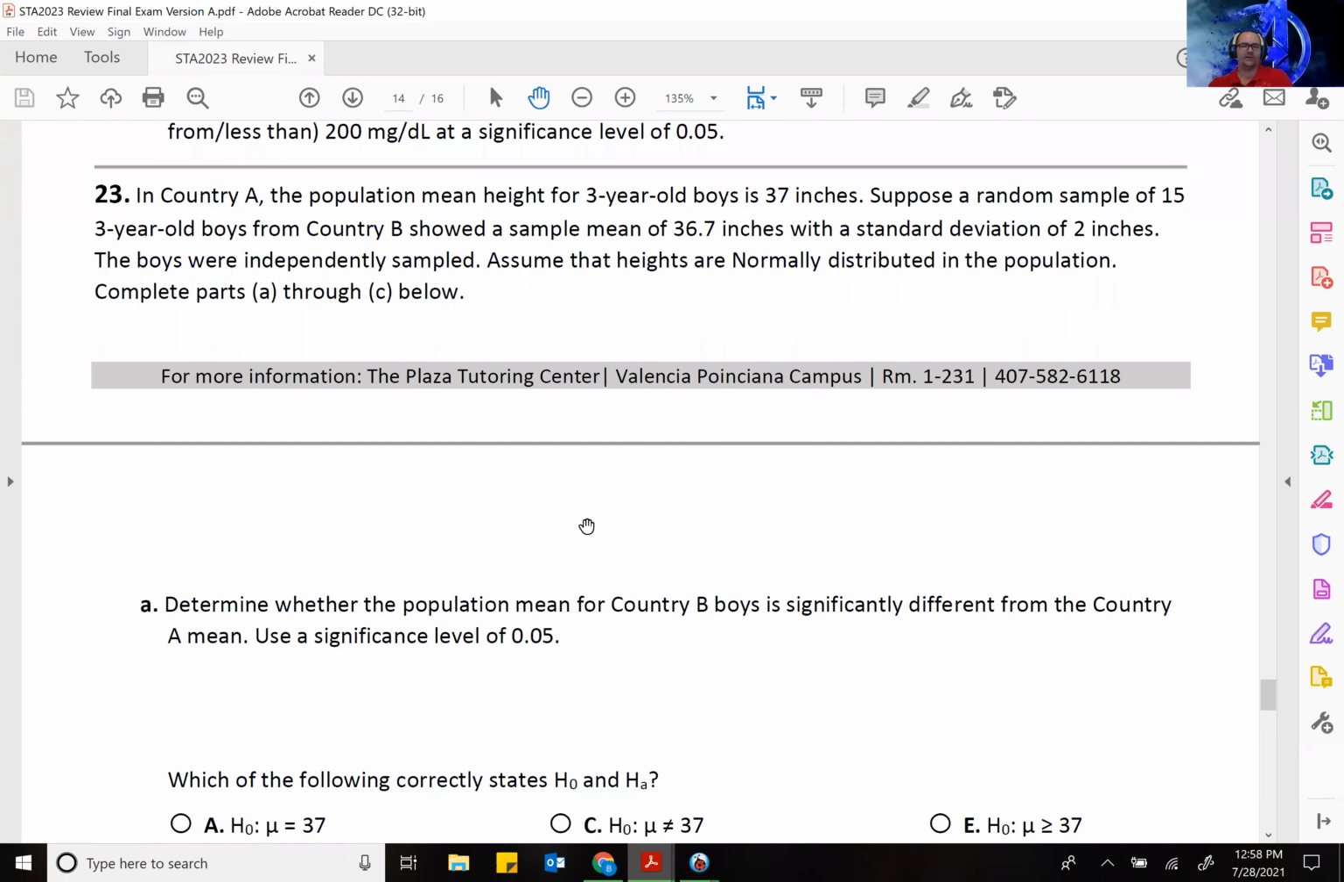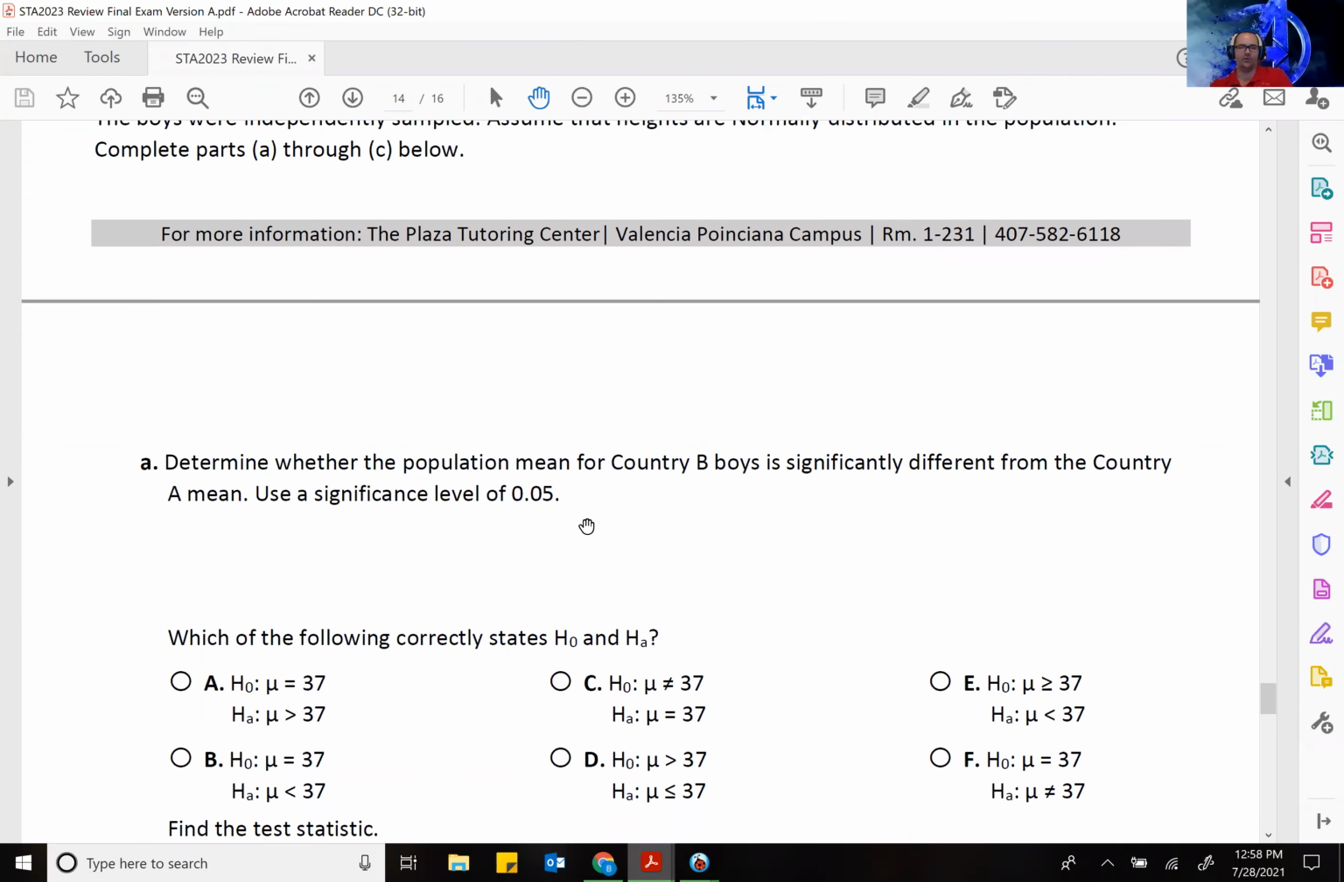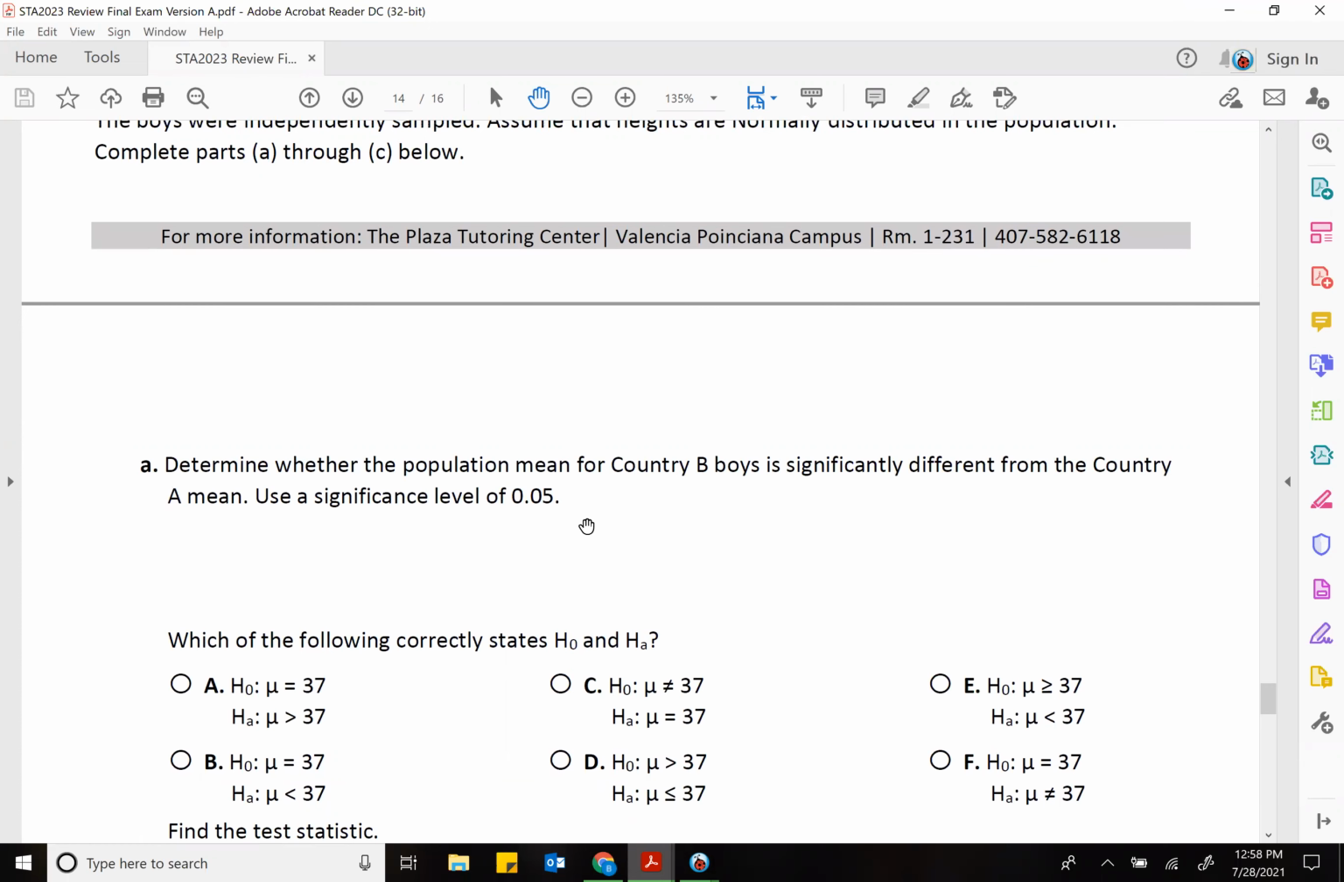So part A, determine whether the population mean for country B boys is significantly different from country A mean. Use a significance level of 0.5. So part A says, which one of these is the null hypothesis? F. We are trying to prove that they are significantly different. So F, because it's not equal to. I love it. Because when we are saying that they are different, we are saying they are not equal. Good.